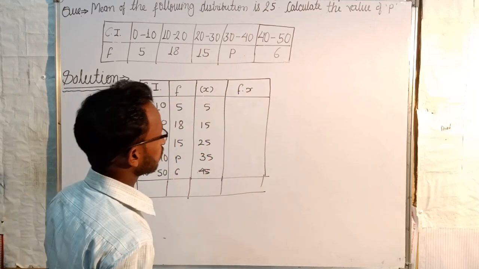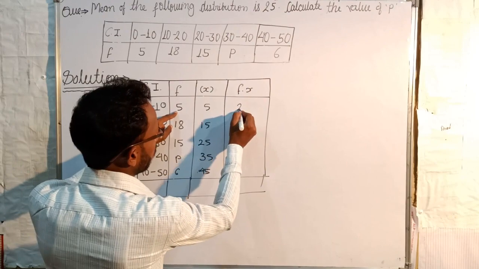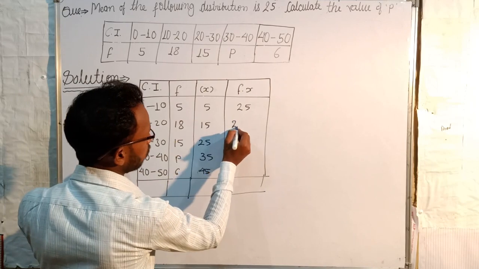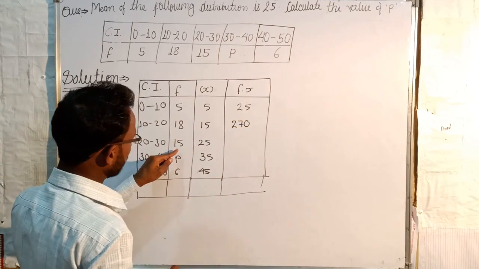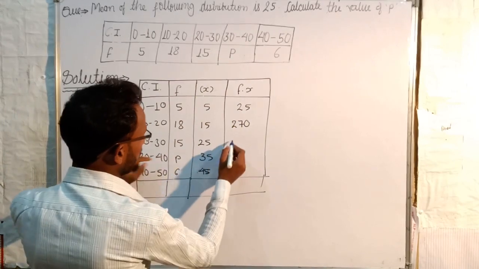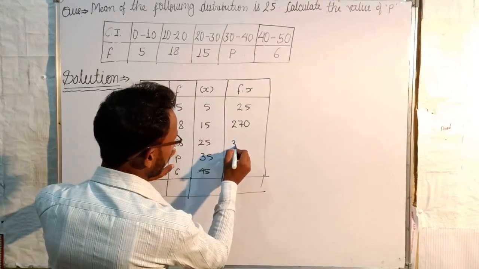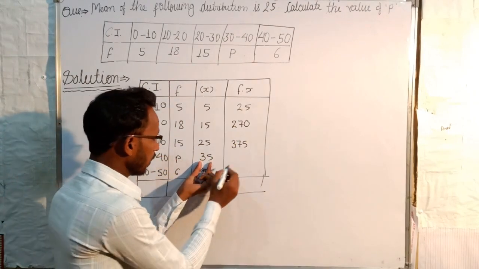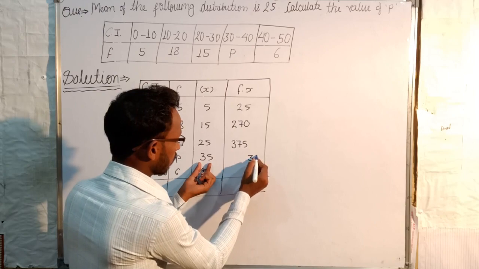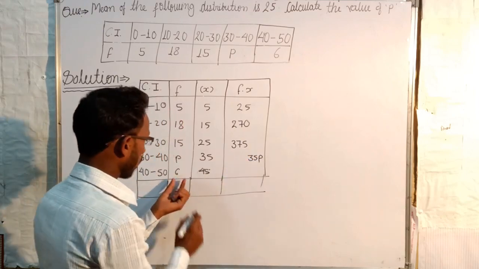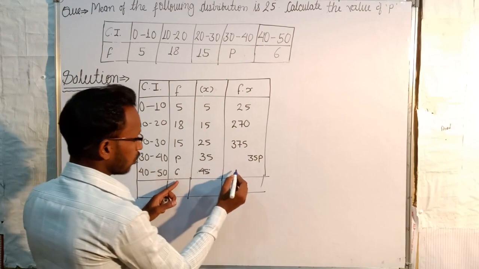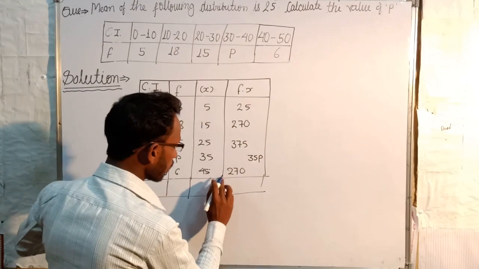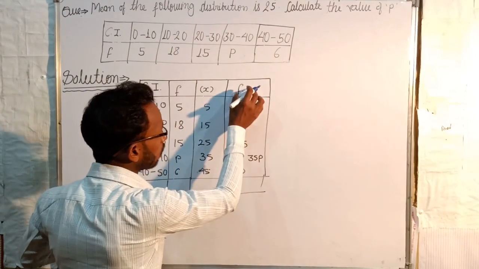Multiply frequency and class mark: 5 times 5 becomes 25. If you multiply 18 by 15, you get 270. Again multiply 15 by 25, then you get 375. Now multiply p by 35 and write it as 35p. Now multiply 6 by 45, then you get 270. Now you will have to add all the fx.